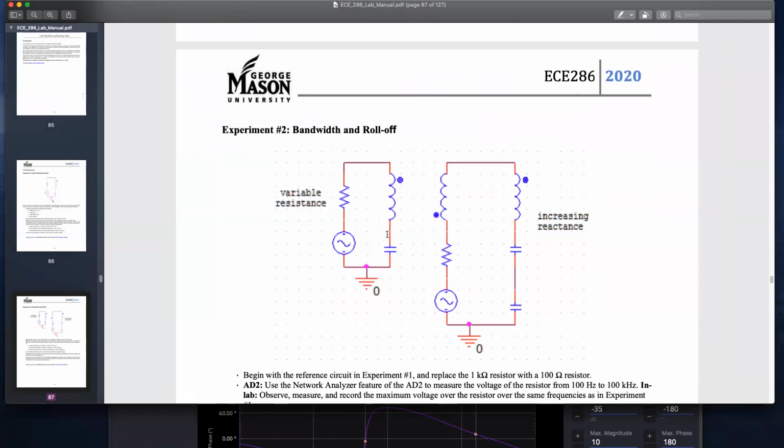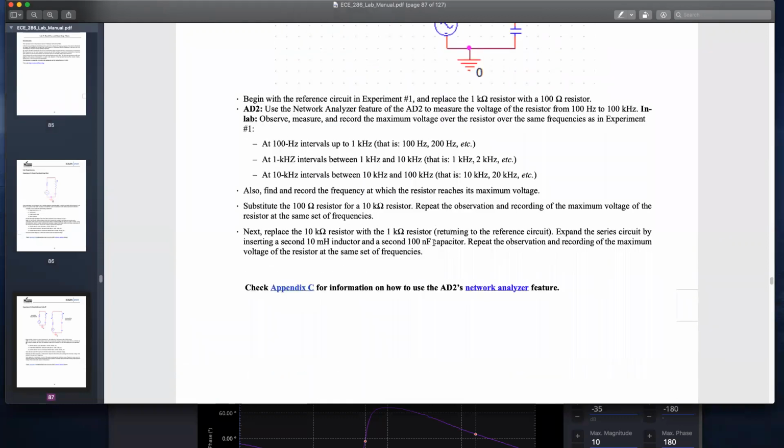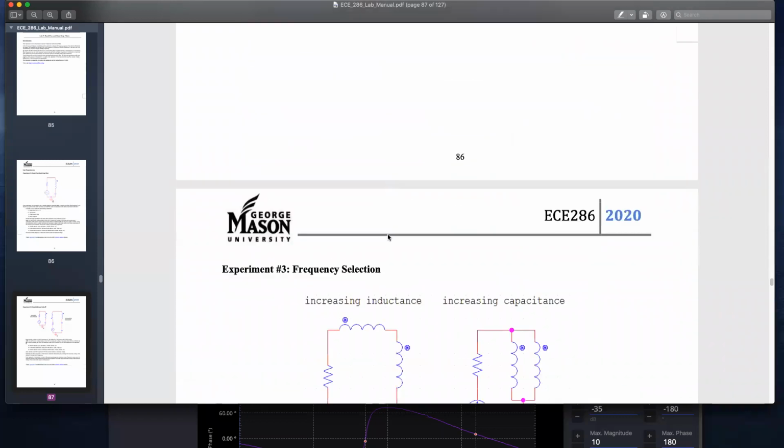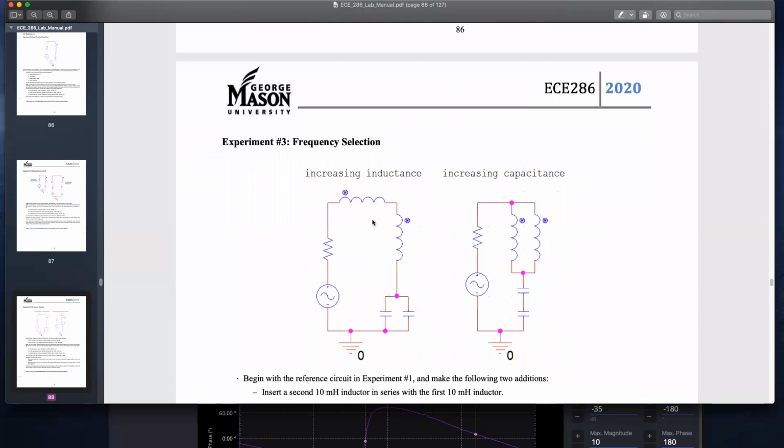For experiment 2, you're adding more reactive elements. You're substituting some resistors and some inductors. So essentially the same thing, and you're still trying to determine at what frequency the voltage of the resistor is the highest. So I will not be going over that. It's the same thing. Same with experiment 3, but here you're specifically increasing inductance and increasing capacitance.